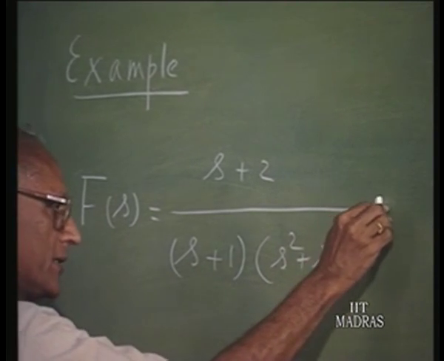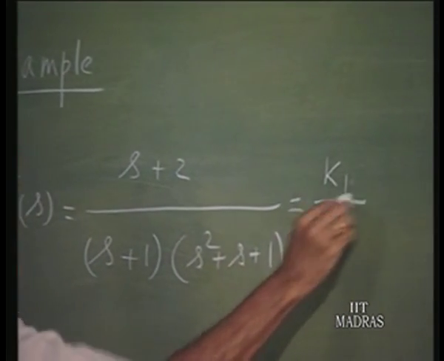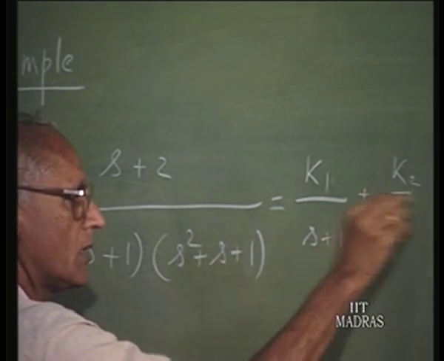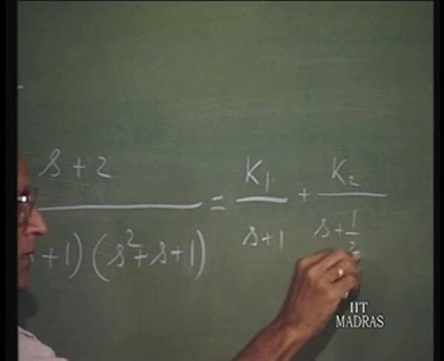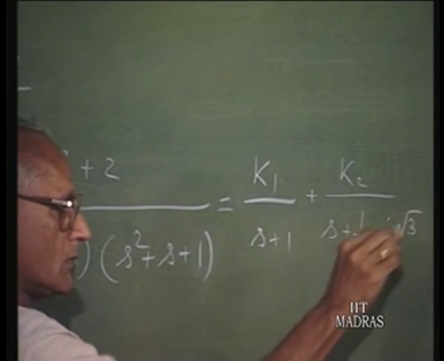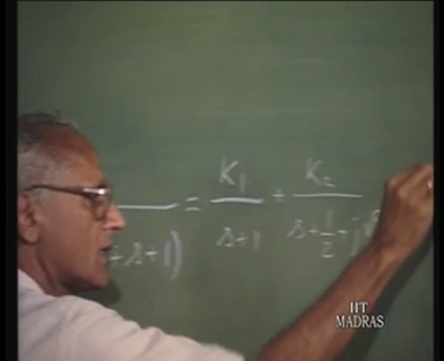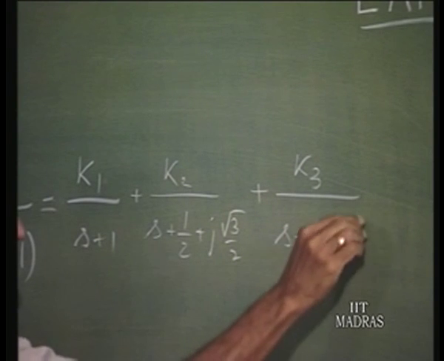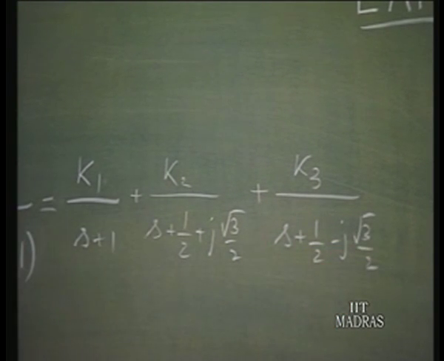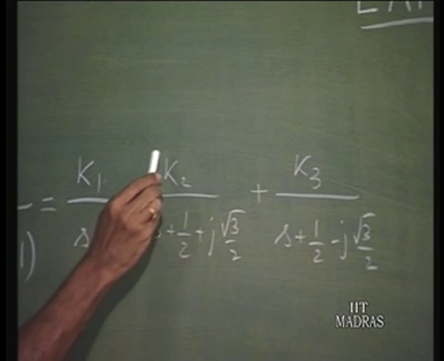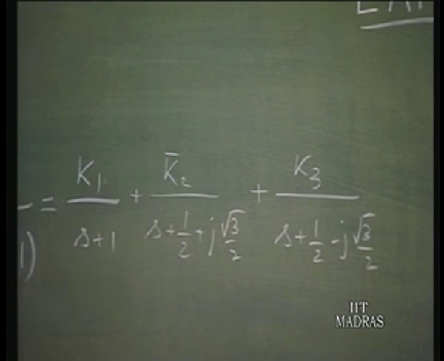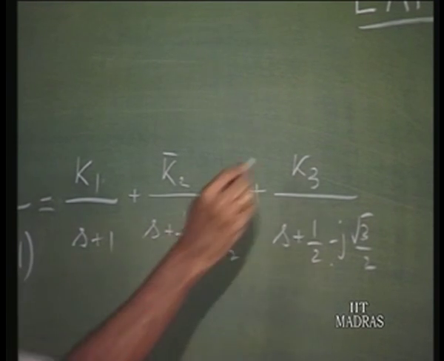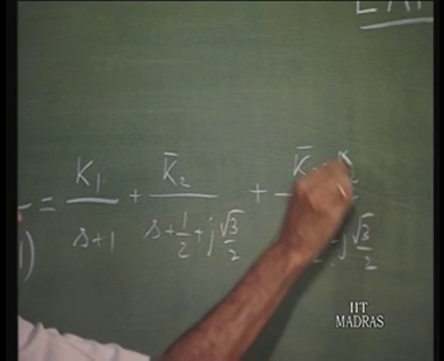So one way of handling this would be to make the partial fraction expansion corresponding to the 3 poles. So K2 over s plus half plus j root 3 upon 2, and another term corresponding to the conjugate pole, minus j root 3 upon 2. Now it turns out, since the pole is complex, K2 will also be a complex number, and since this pole is the complex conjugate of the other, K3 will be K2 conjugate.